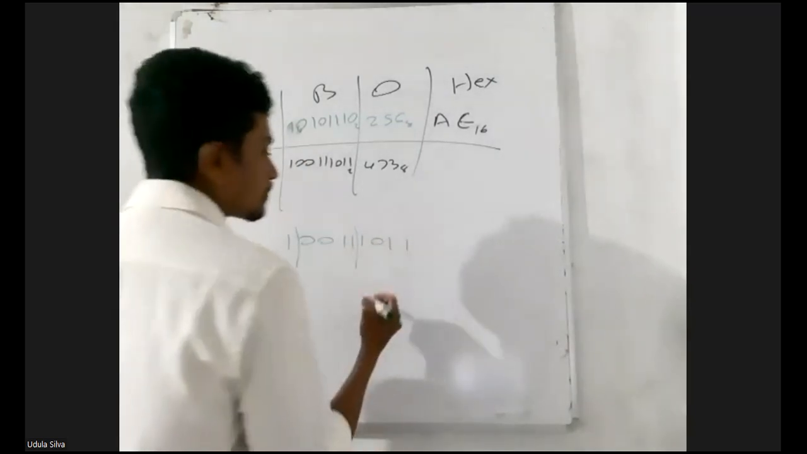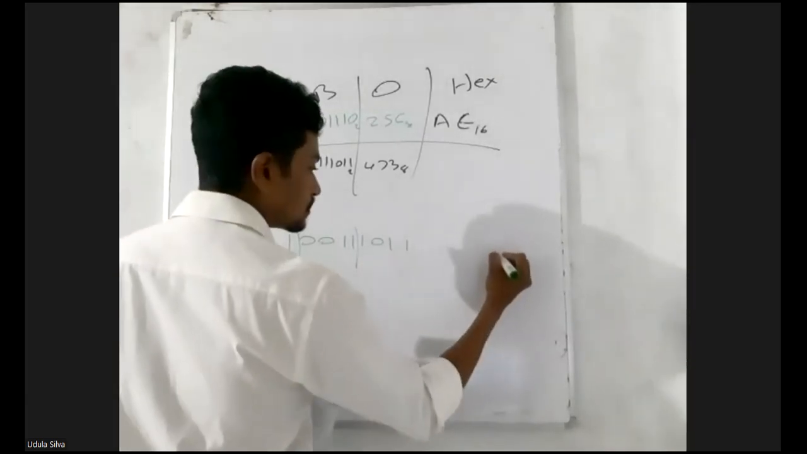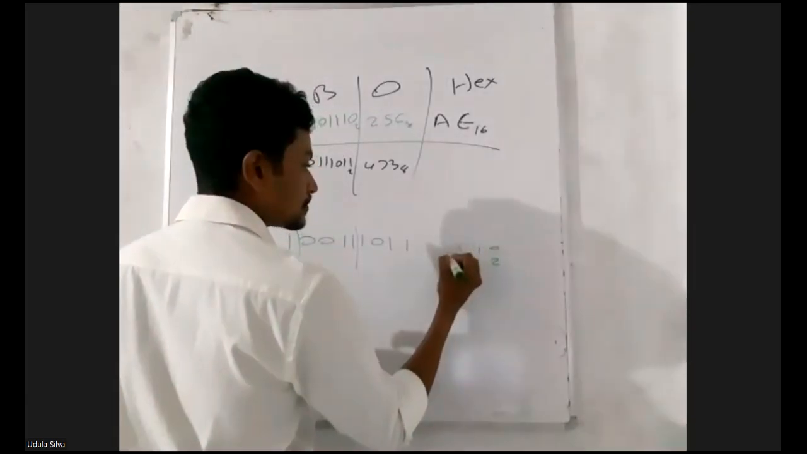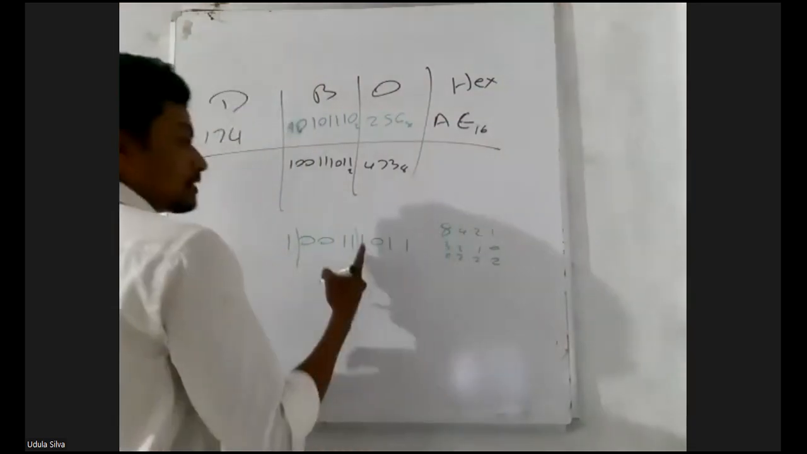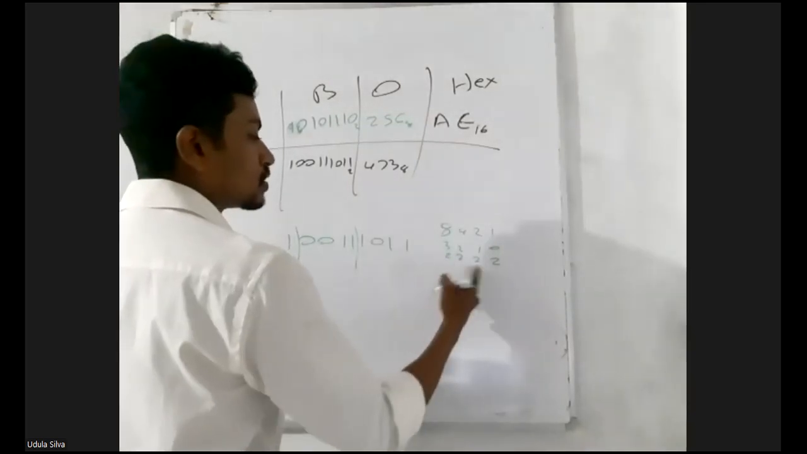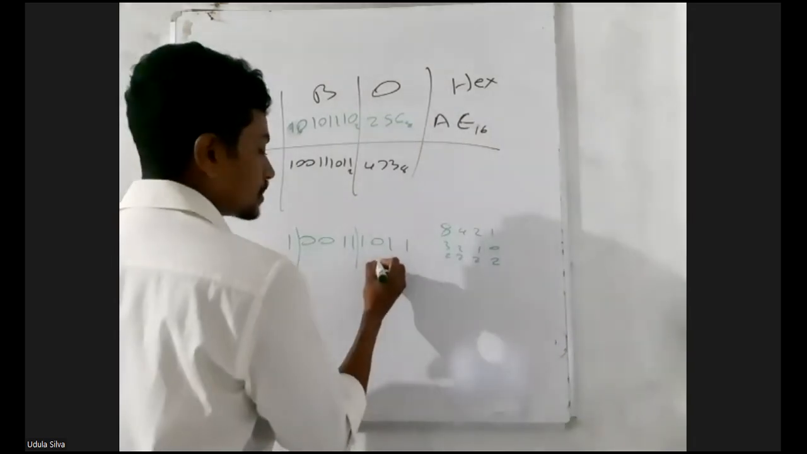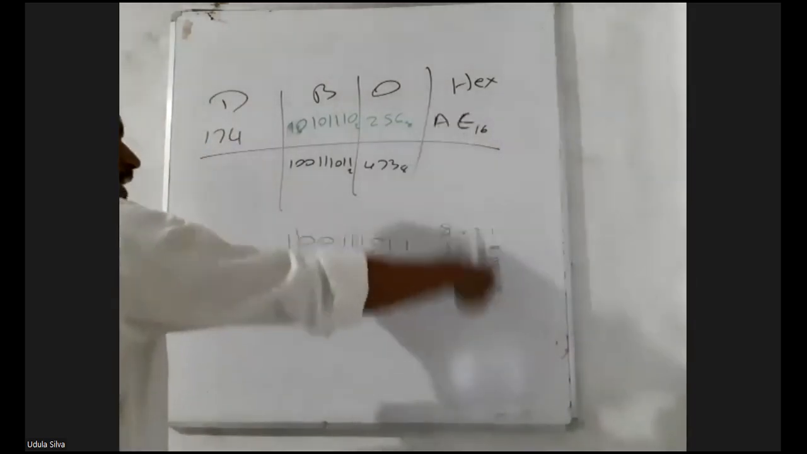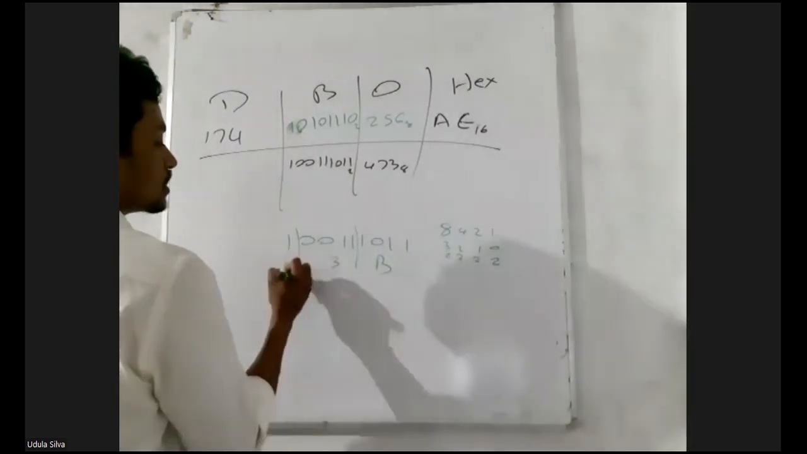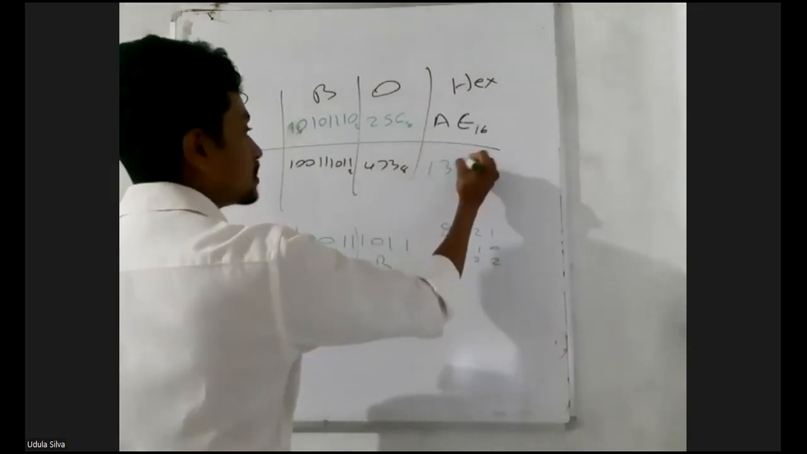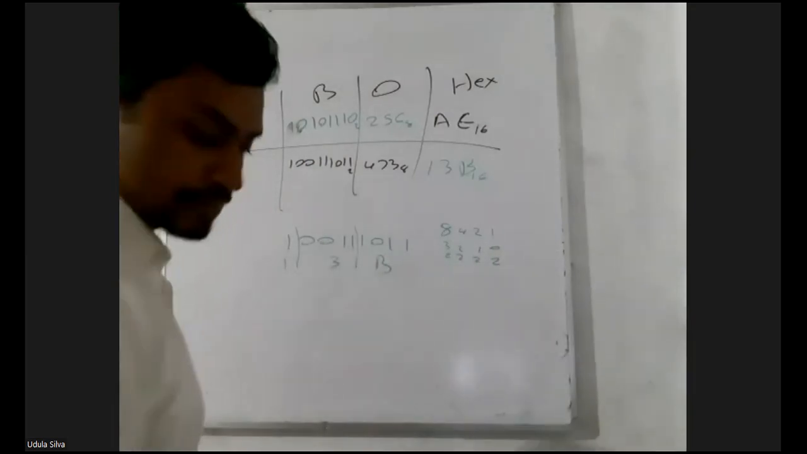1, 2, 3, 4. Break. 1, 2, 3, 4. Break. Right here, 8, 2, 1. Write down the values, then add them. 1011 is 8 plus 2 plus 1, which is 11. 11 is B in hexadecimal, using A, B, C, D. Then 3, then 1. So it is 13B hexadecimal. Right?